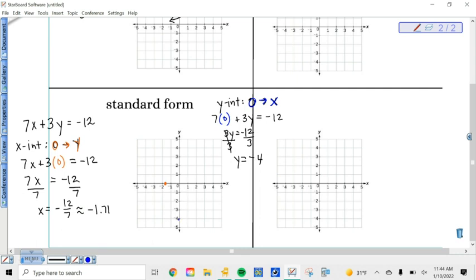So now my y-intercept is at negative 4. I go down here, and what's the last thing I've got to do? Yeah, just connect the points. There you go. You just graphed from standard form. It's a lot of steps, but once you get used to the steps, it won't be hard.